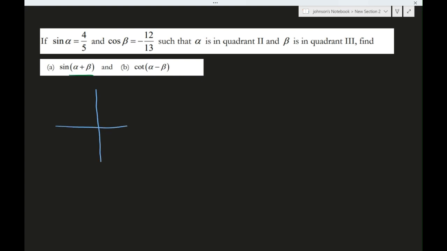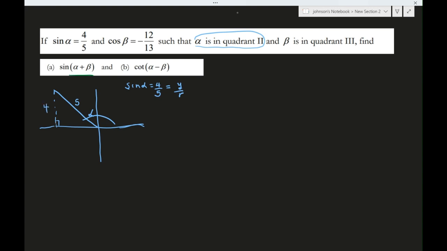First of all, let's try to graph this. Since we're told that alpha is in quadrant 2, it's going to be something here like this. And we can have a right angle here, have alpha. So we're told that sine alpha is 4 over 5, which is usually y over r. So r is 5 and y is going to be 4.